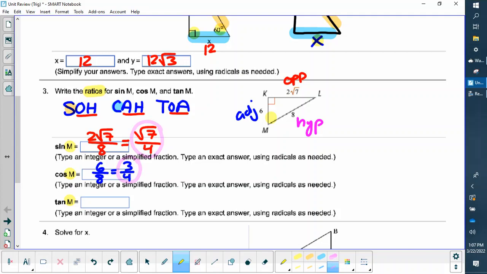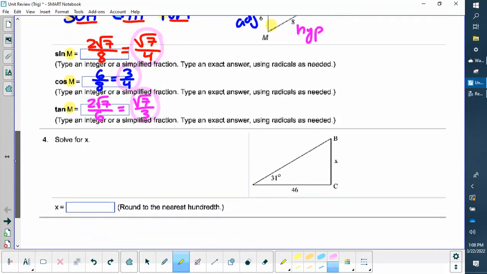And if I look up here, I notice tangent is opposite over adjacent. And in this scenario, it would be, let's change my color up here. So opposite is 2 times the square root of 7. Adjacent is 6. And again, just like the sine up above, I could reduce this to 1/3. So my final answer would be square root of 7 over 3. And here are my 3 ratios.